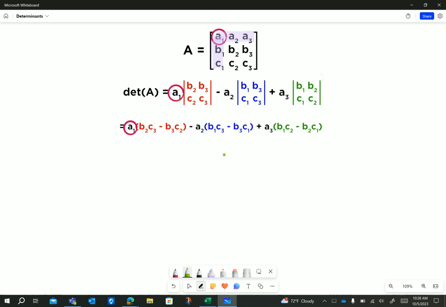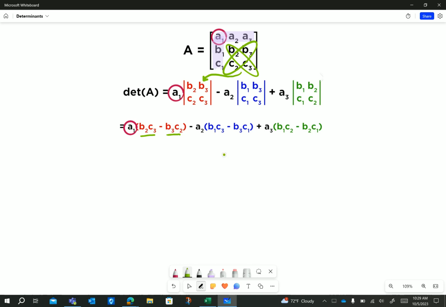That's what they're saying right here. What you're going to end up doing is the determinant of a 2 by 2 matrix. Multiply B2 and C3, that's right here, and then multiply B3 and C2, the multiplication of those two numbers right here. So you're doing what we just finished doing on the previous page. You're going to do a 2 by 2 matrix 3 times.